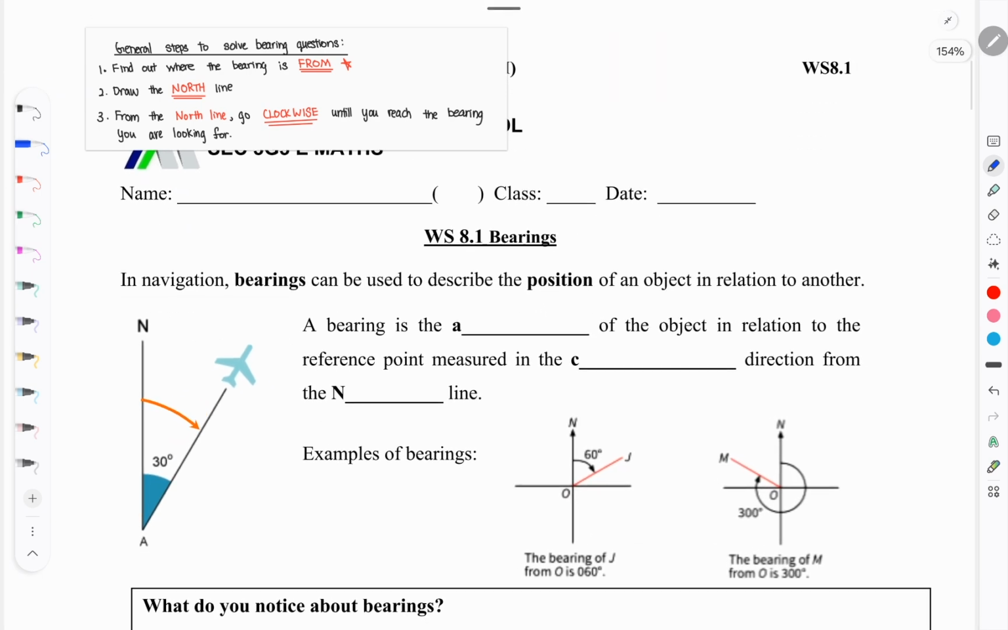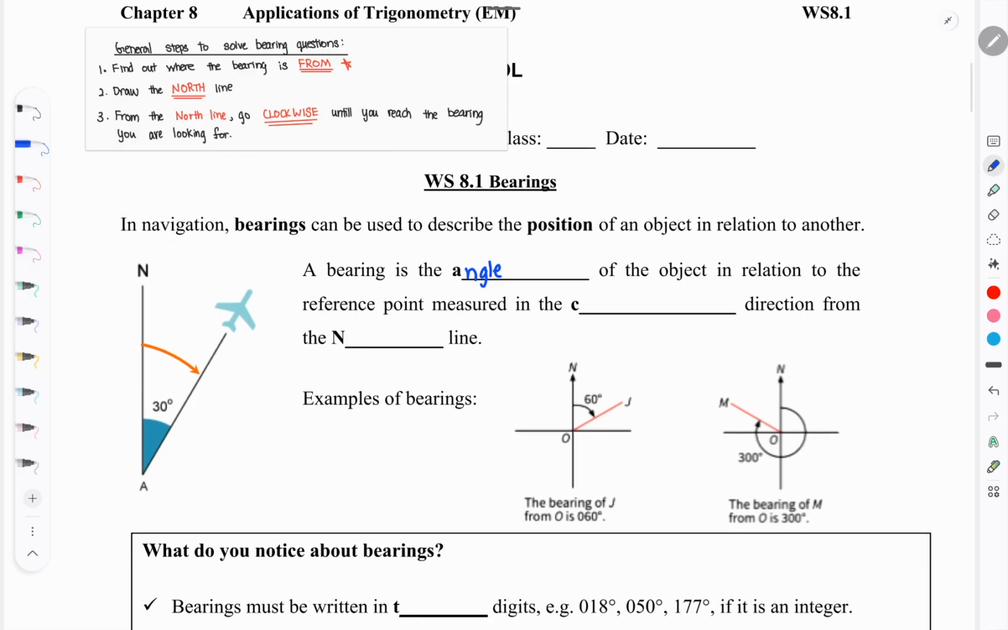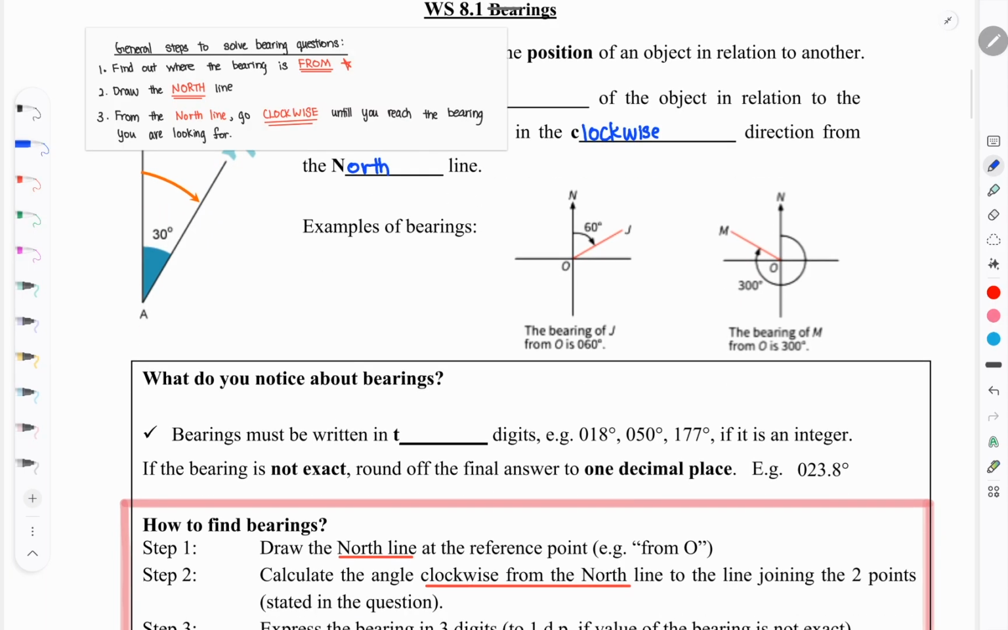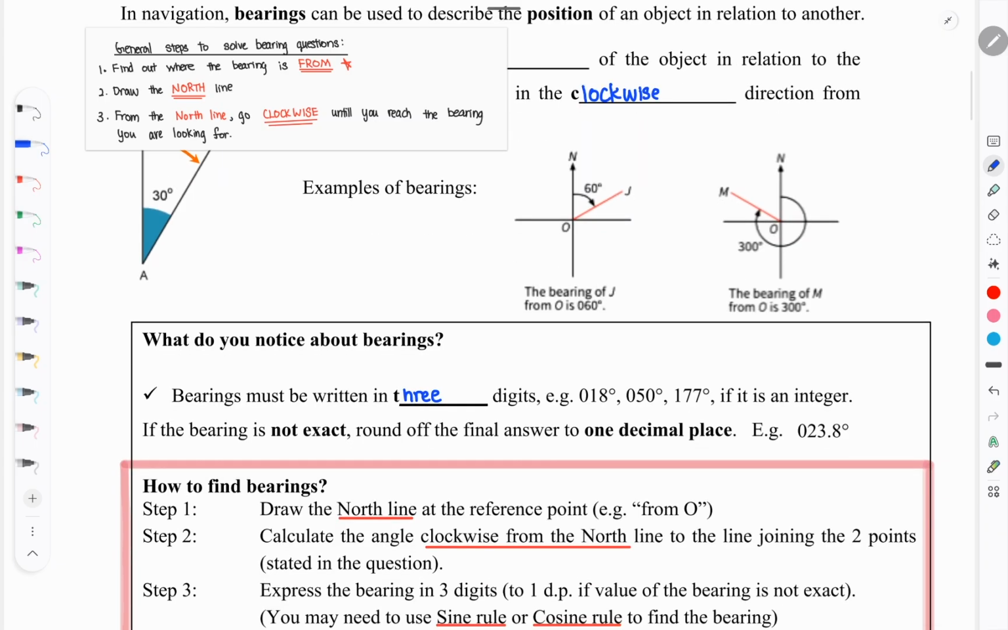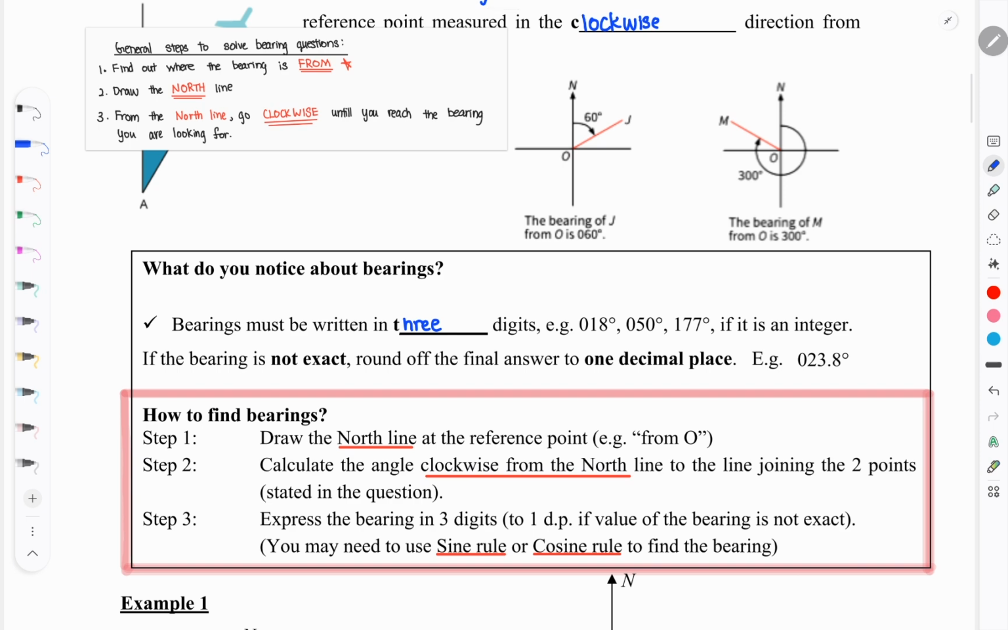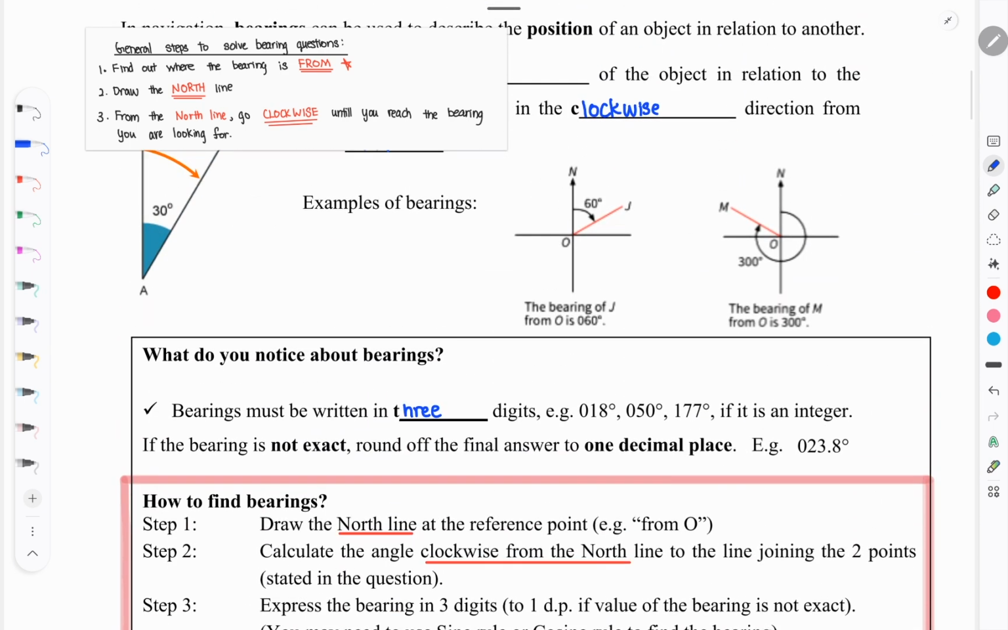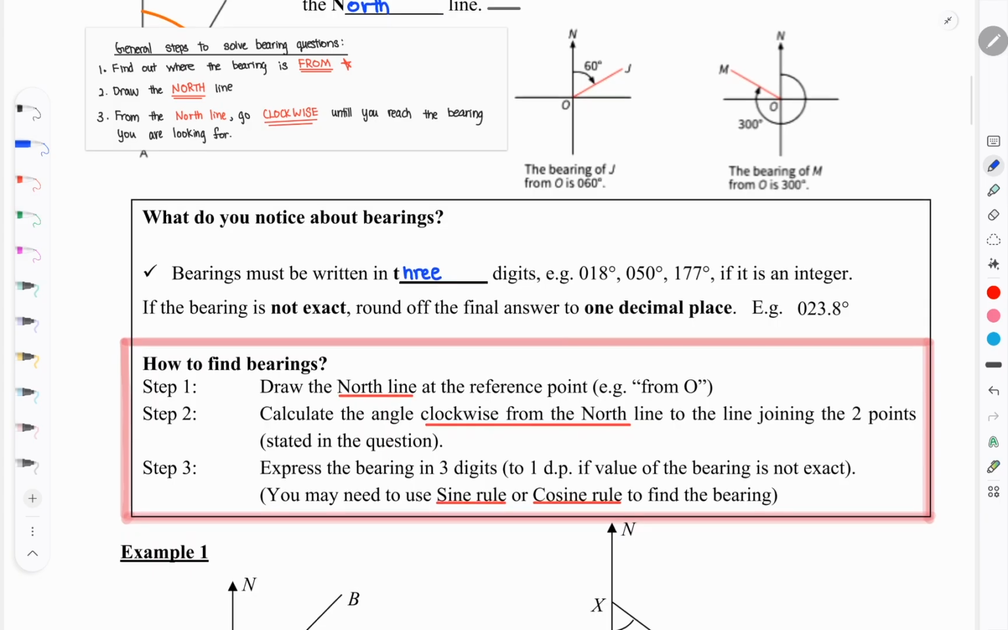A bearing is an angle of an object in relation to a point, in the clockwise direction. Okay, it is the same thing as what I went through just now. Then this one will be the north line. Okay, so what do you notice about bearing? Bearing must be written in 3 digits. So this one I already went through, so I'm just going to skip this part. I just fill it up for those who missed the lesson or missed what Mr. Chiang said.